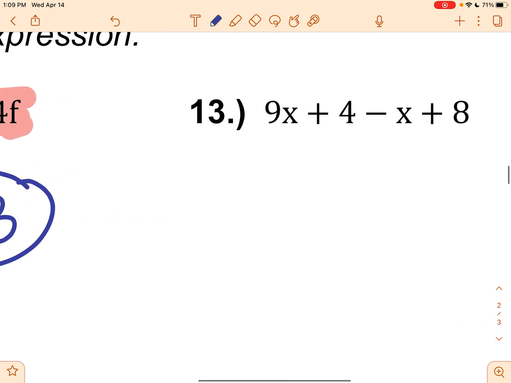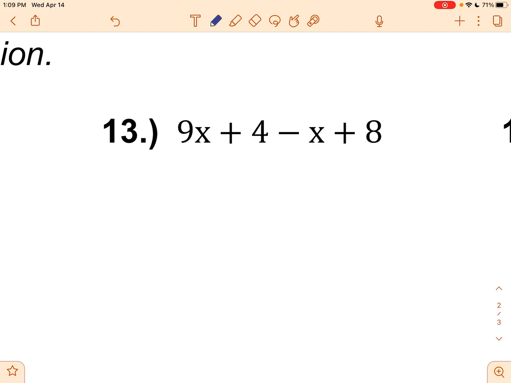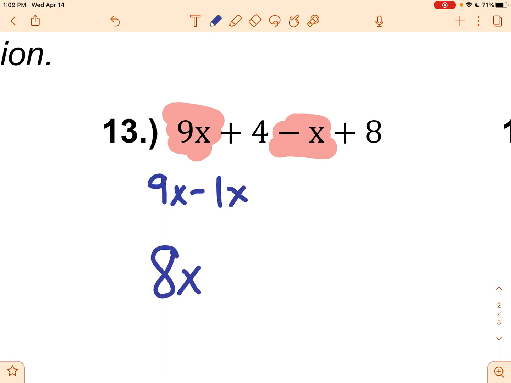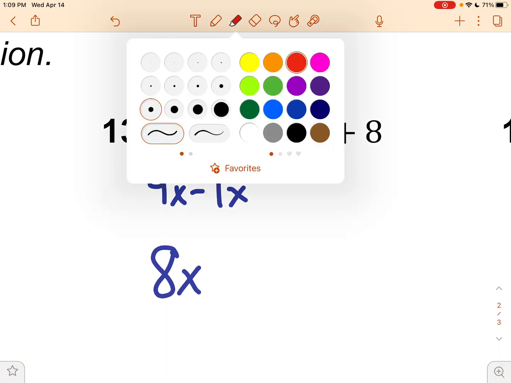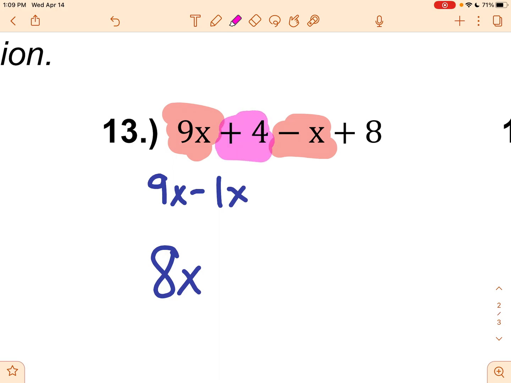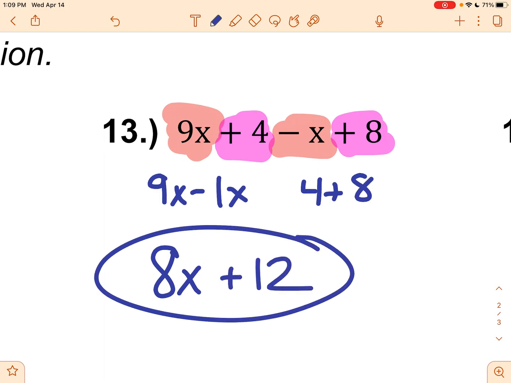Moving on to number 13. This time we have 9x plus 4 minus x plus 8. So we have a 9x minus an x. So those two go together. That's really like 9x minus 1x, which gives us 8x. Now change your colors of the highlighter because now we have plus 4 and plus 8. Well, 4 plus 8 is a plus 12 on the end.